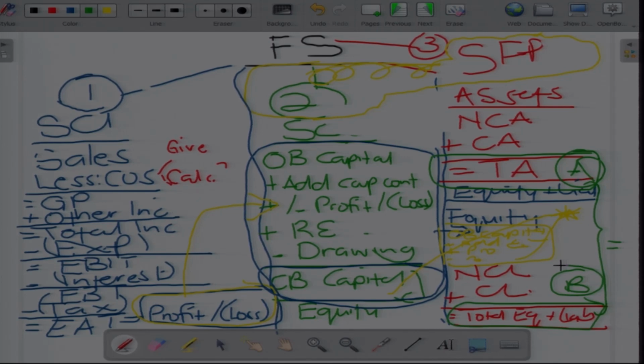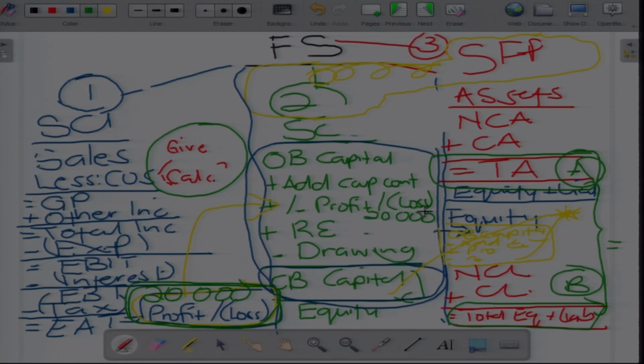Okay, so let's just recap, right? First things first. You're going to do your statement of comprehensive income. Then you are going to check cost of sales. Is it given or must I calculate it? Then you are going to do the rest of it, and then you're going to get an answer which is called your profit and your loss. This profit and loss amount you are going to use in your equity statement, right? So let's say if this is 20,000, this profit here will be equal to 20,000.